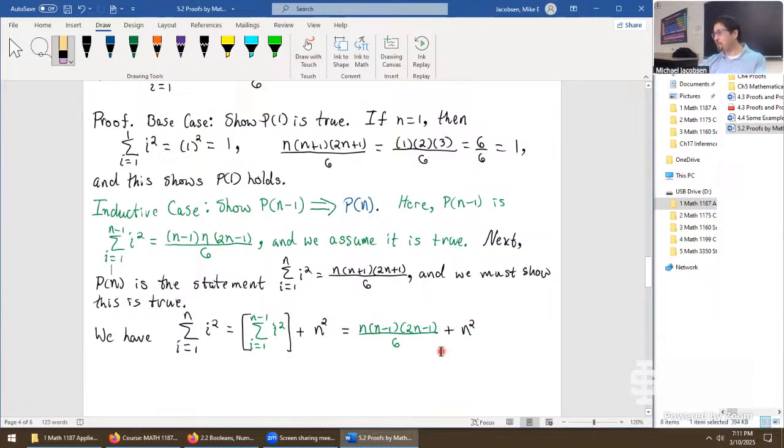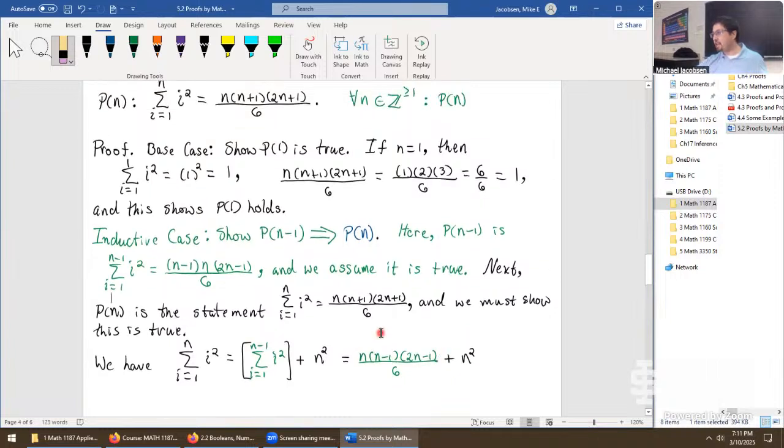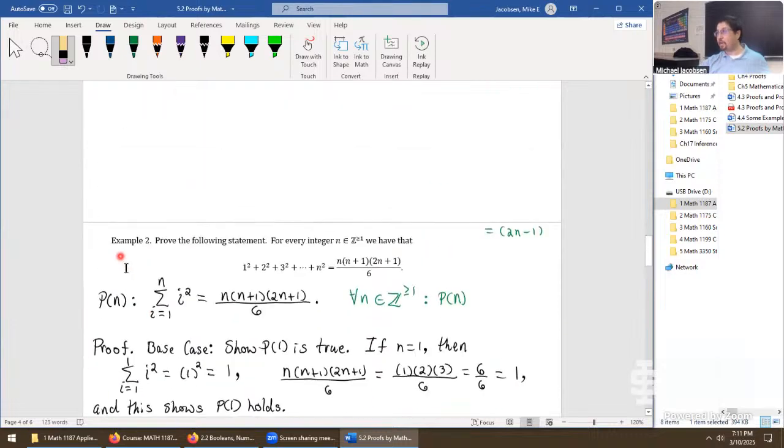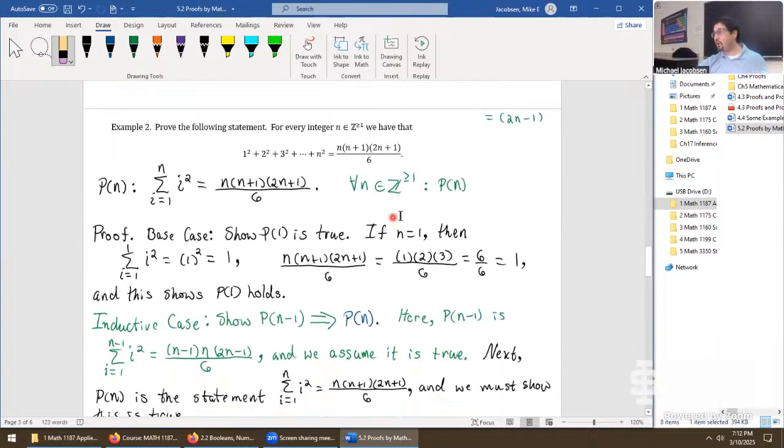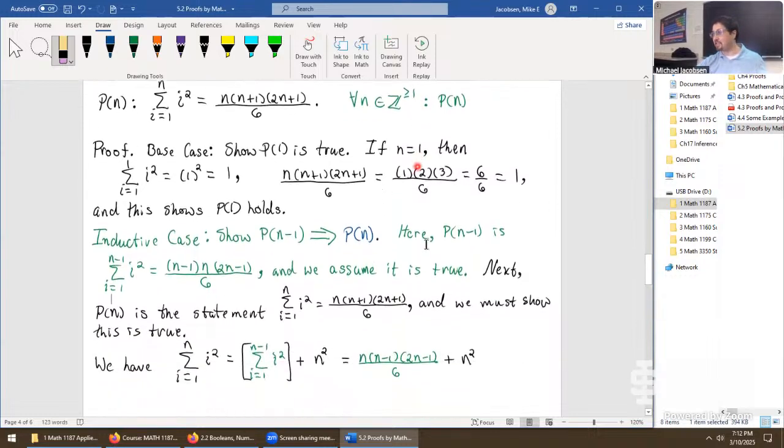We'll do a whole bunch of algebra right here when we come back on Wednesday's class and show that we actually end up here: n(n+1)(2n+1) divided by 6. Once we get there, that's the inductive case, and the whole proof is done. We've created at that point essentially a proof machine where, once we've proved P(1), the conclusion of this inductive step will show P(n) holds for all n, where n is an integer greater than or equal to 1, of course.